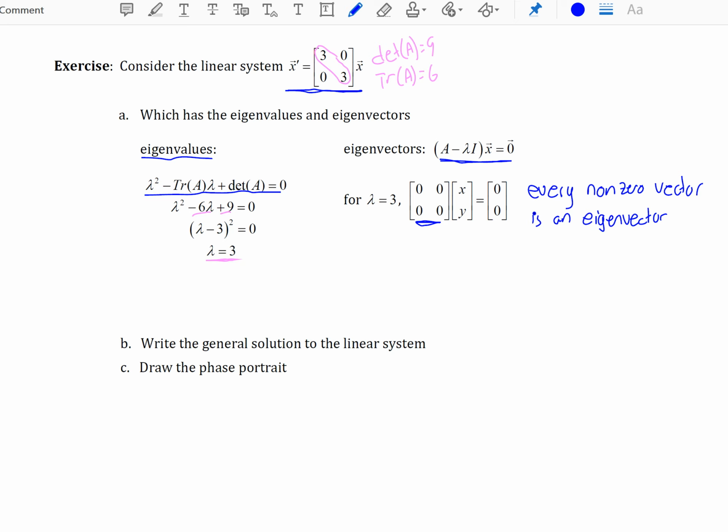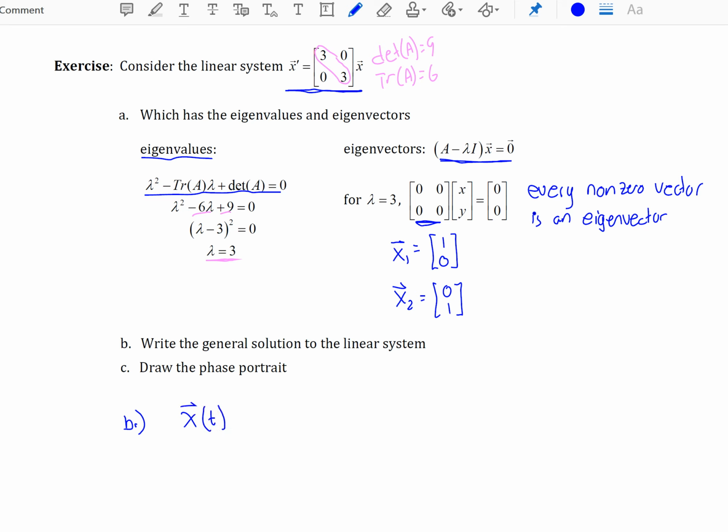However, I need 2. So for simplicity, let's grab 2 vectors. And I'm going to grab the 2 easiest ones I can think of. 1, 0 and 0, 1. And I'm going to take these to be 2 eigenvectors. And notice that they are linearly independent. From this, we can now write our general solution.